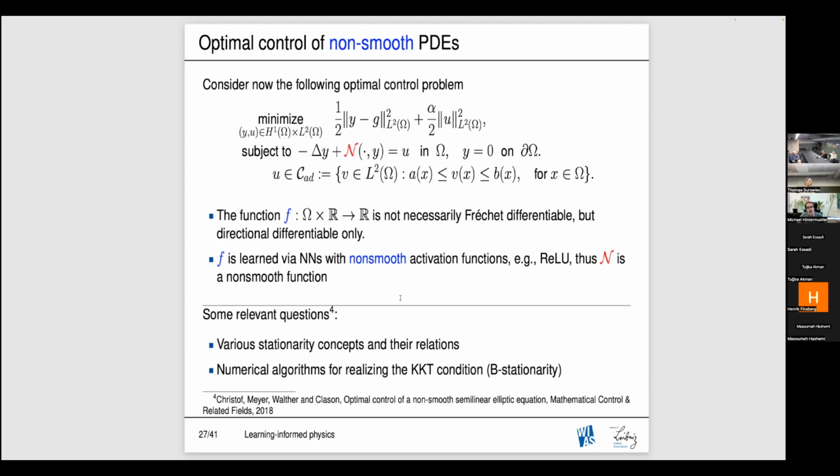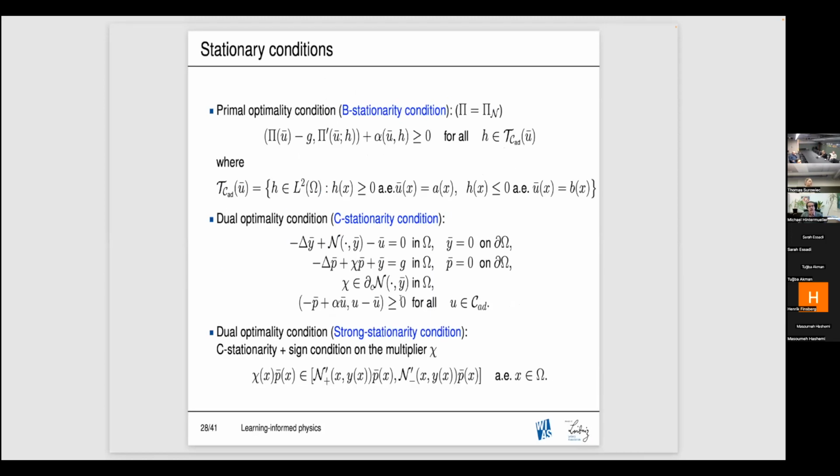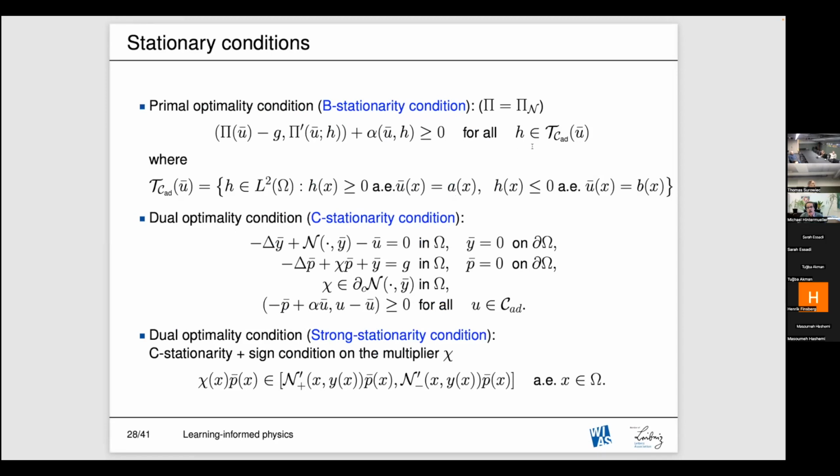Now, what about such stationarity systems? If this solution map pi of u equals y is directionally differentiable, this is what this pi prime at u bar in direction h means, then you can characterize the solution u bar as being B stationary if it satisfies this variational inequality over the tangent cone with respect to the set of admissible controls at the solution u bar, which I've highlighted down here. Again, it's the usual tangent cone, as you can see, the Bouligand-Shapiro. Again, this is a primal concept.